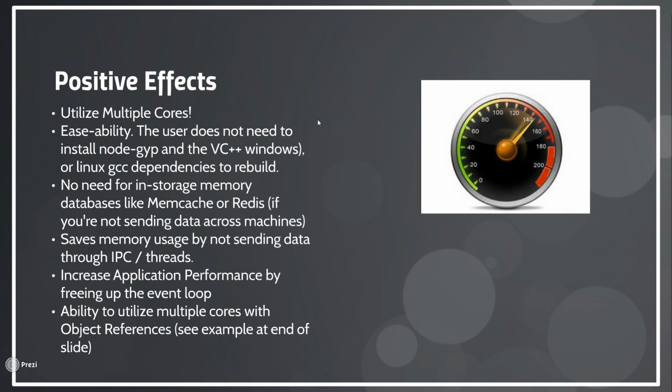Why can't that loop get on another processor? That loop should be able to go on another processor, and then use that loop on that other processor with object references, so we don't have to be passing everything through the IPC all the time.